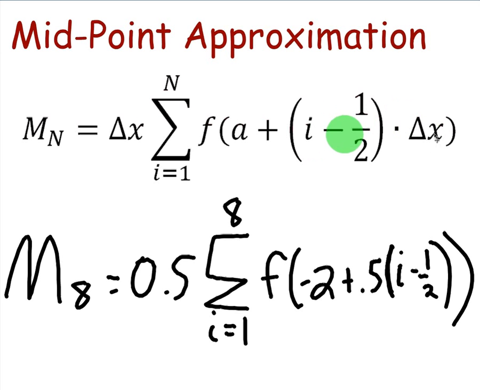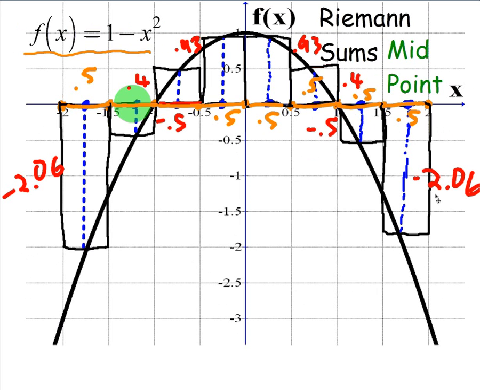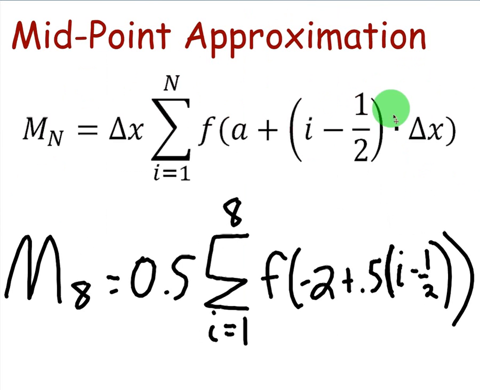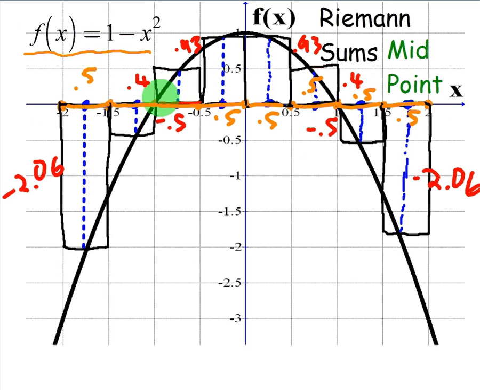Half of 3 halves would be 3/4, or 0.75, and if you take -2 and add 0.75, you get -1.25. The midpoint approximation formula is a little bit different in that you're subtracting this 1/2. That will ensure that each rectangle is offset so that the y value is determined by the midpoint between your x values.